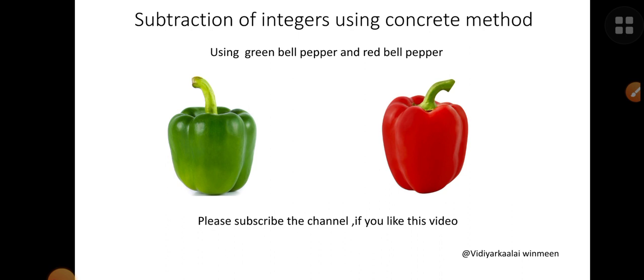In this video, we are going to see the subtraction of integers using the concrete method, using green bell pepper and red bell pepper.